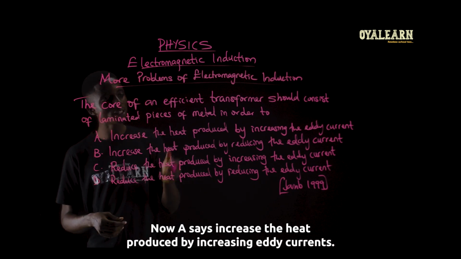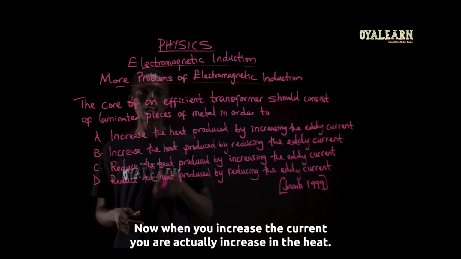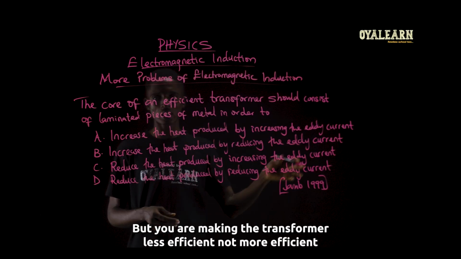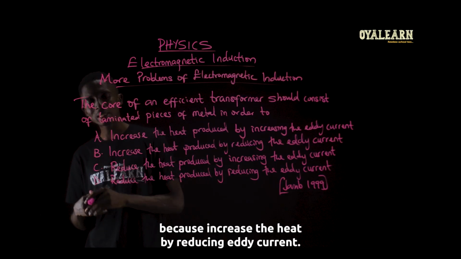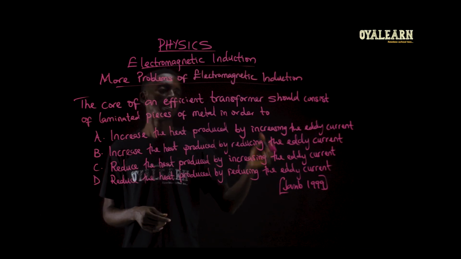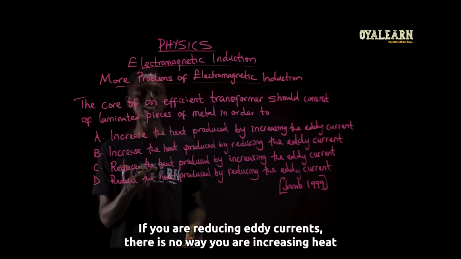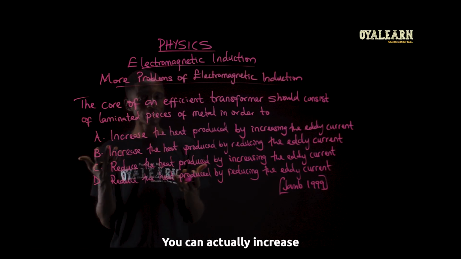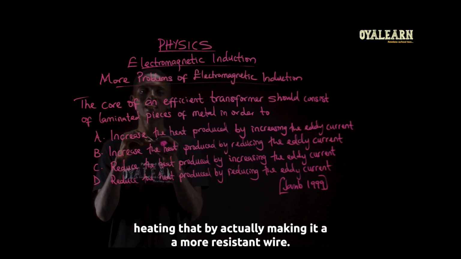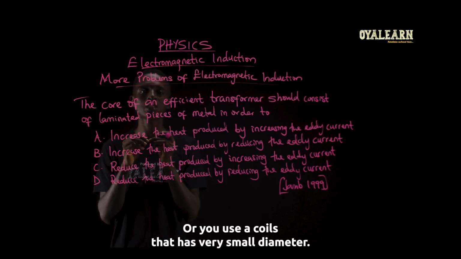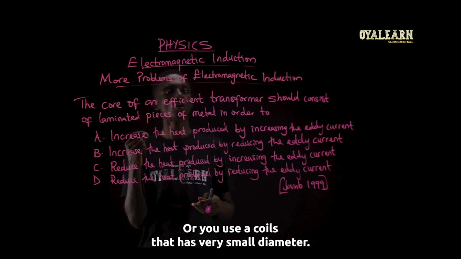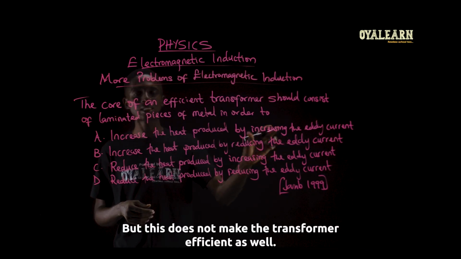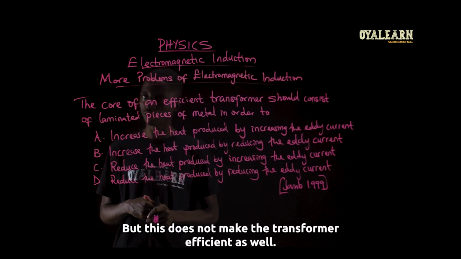Now, A says increase the heat produced by increasing eddy current. When you increase eddy current, you are actually increasing the heat, but you are making the transformer less efficient, not more efficient. B says increase the heat by reducing eddy current. If you are reducing eddy current, there's no way you are increasing heat, except if you are looking at the wires that make up the coil. You can increase heat in that by making it a more resistant wire, or by using coils with a very small diameter. Maybe that way you can also increase heat as the current flows through it, but this does not make the transformer efficient either.